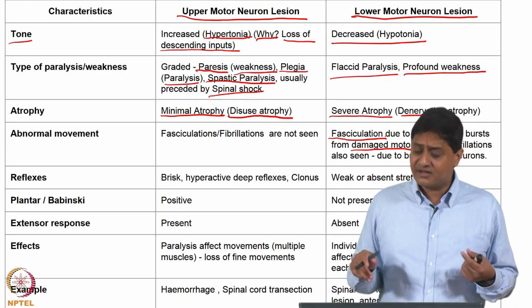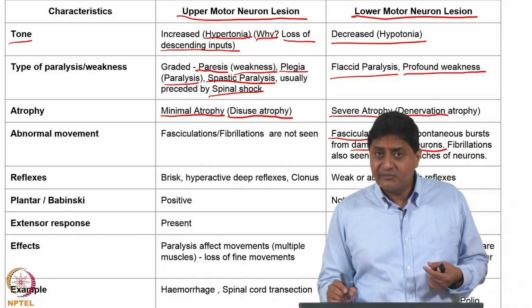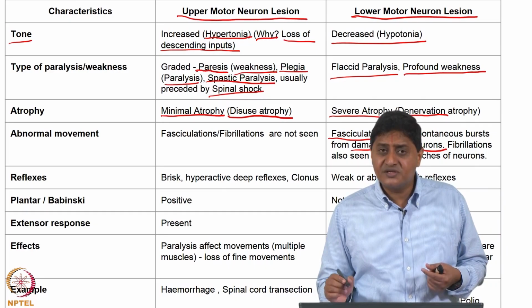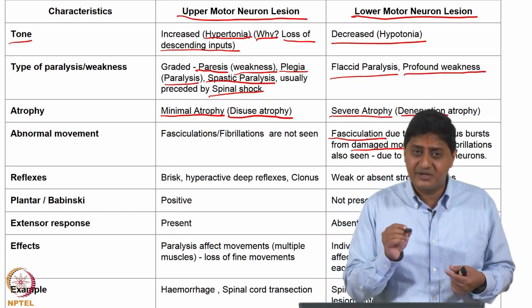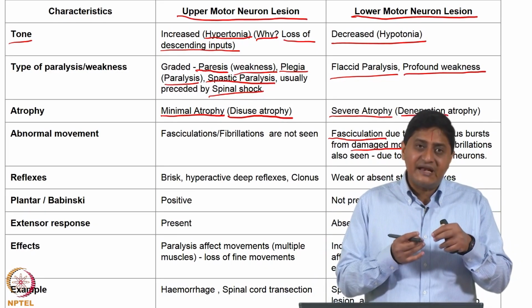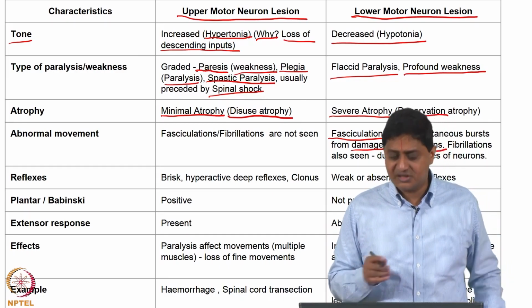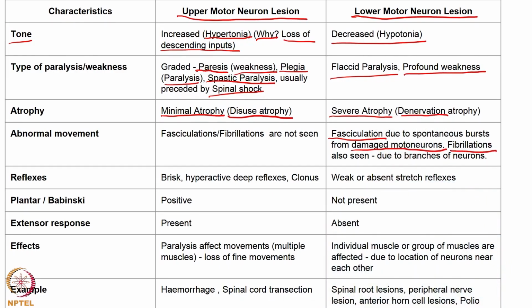then these branches of axons sometimes cause small twitches of individual muscle fibers. So if this happens for an entire muscle, that is called fasciculation. If it happens for individual muscle fibers, that is called fibrillations.